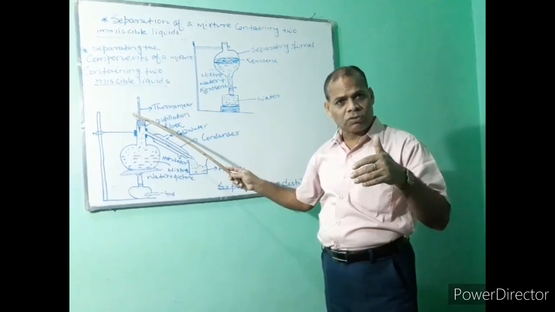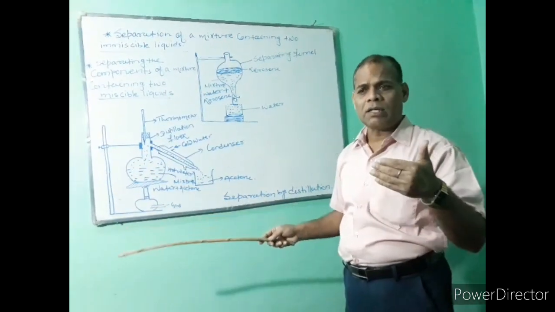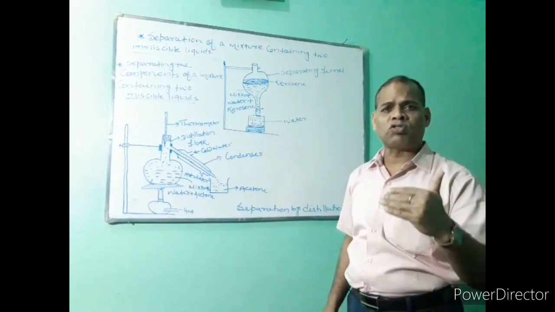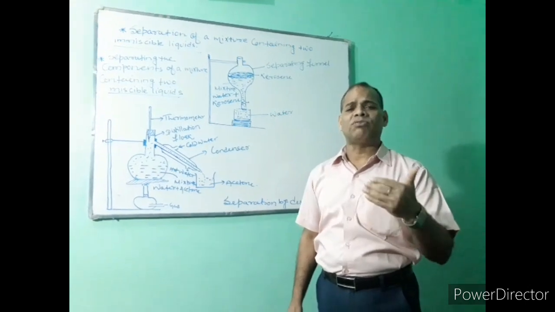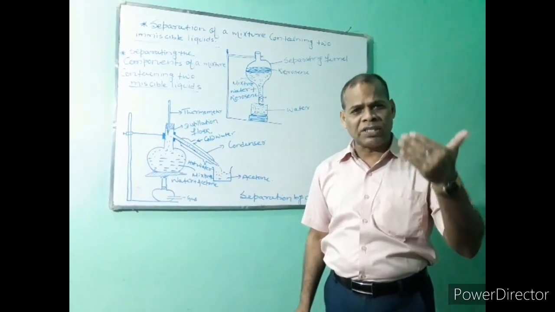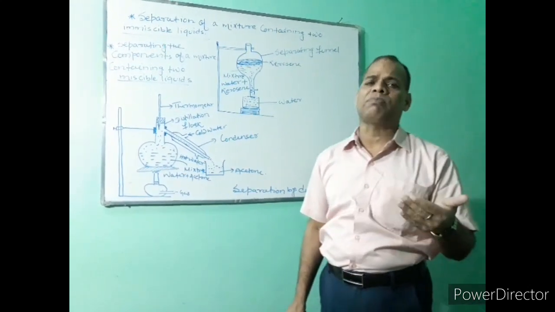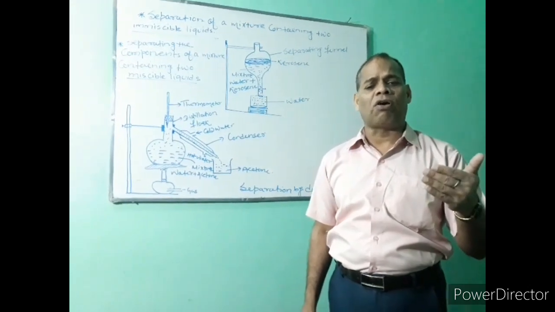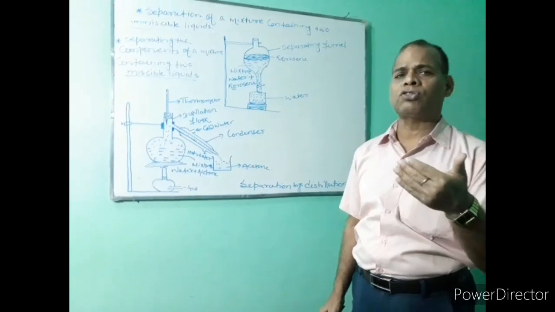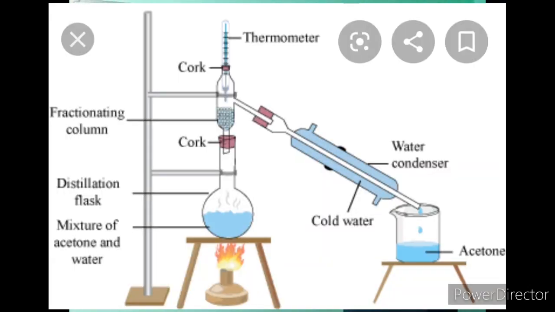When we separate two miscible liquids, if the difference in their boiling points is above 25 Kelvin, then we go for simple distillation. If the difference in boiling points of the two liquids is less than 25 Kelvin, then we go for fractional distillation. So today we are going to talk about simple distillation.